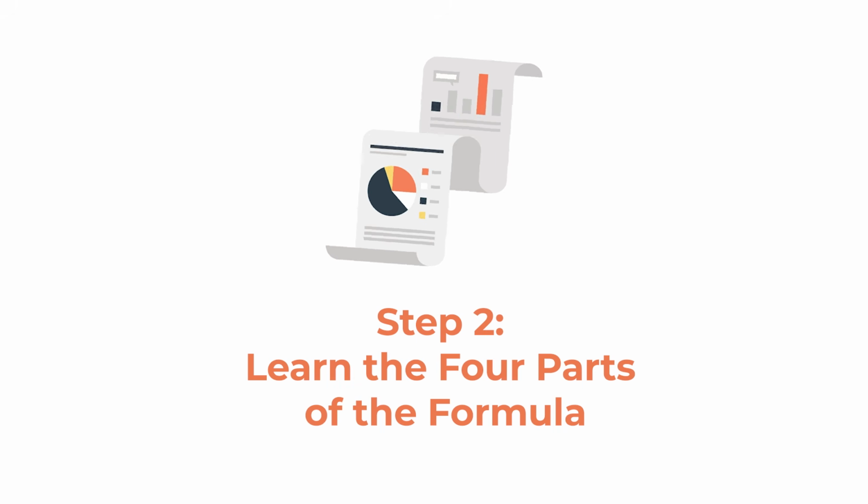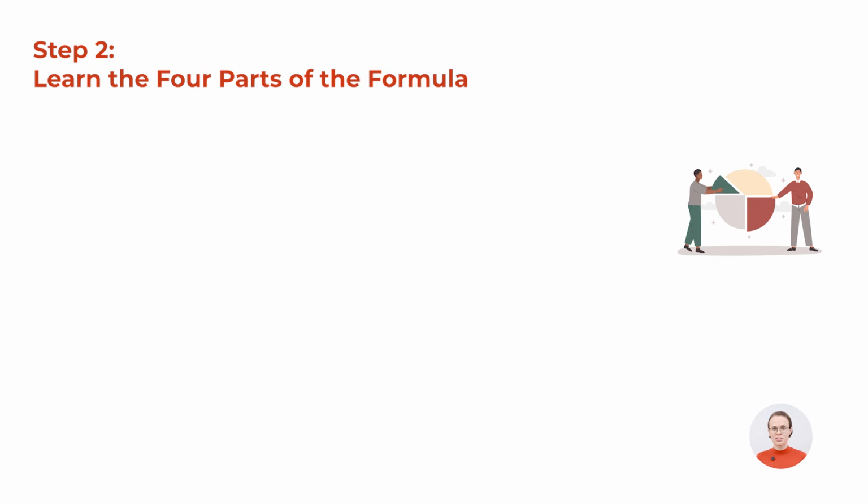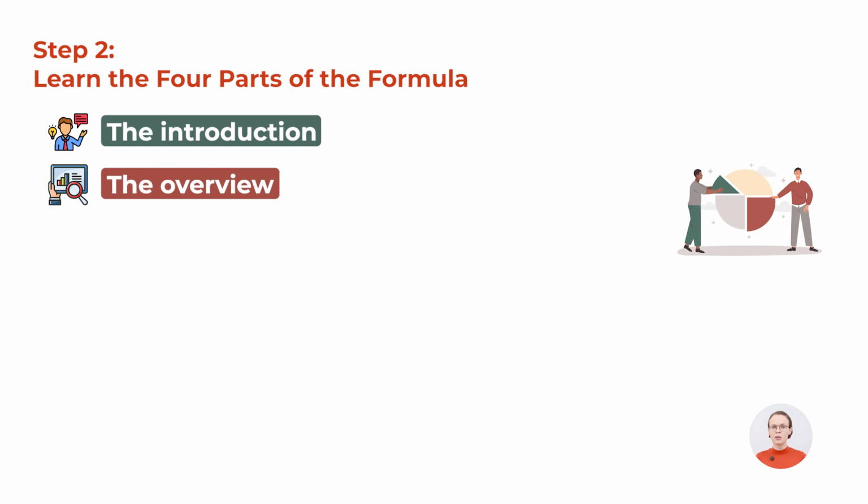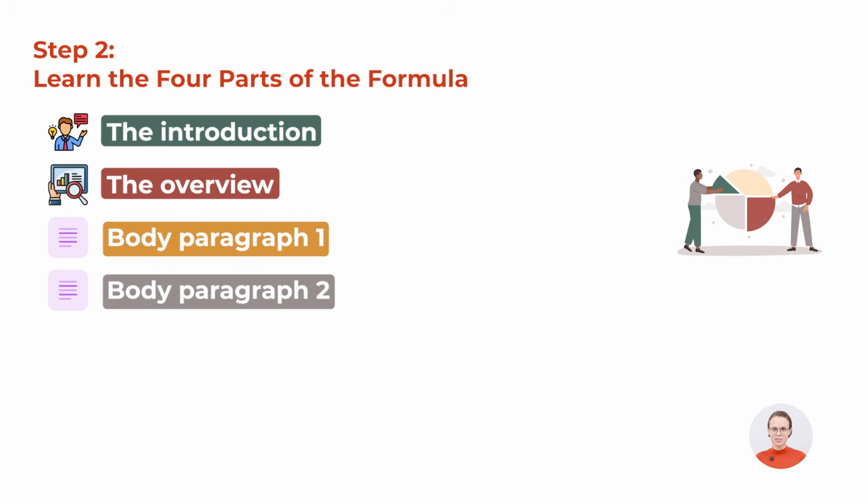These 4 parts apply broadly to the chart types you will encounter in the test. Once you know them, you have a reliable structure for your task 1 questions. The 4 parts are the introduction, the overview, body paragraph 1, and body paragraph 2. That is the basic structure. Let's look at what goes into each one.